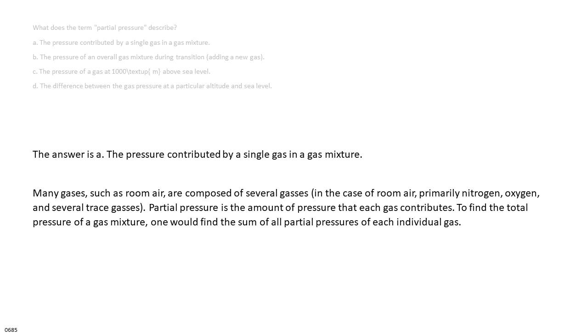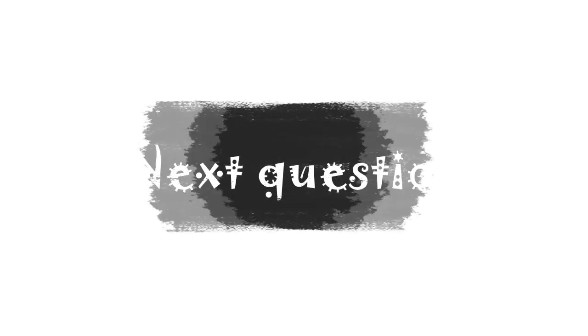Many gases, such as room air, are composed of several gases, in the case of room air, primarily nitrogen, oxygen, and several trace gases. Partial pressure is the amount of pressure that each gas contributes. To find the total pressure of a gas mixture, one would find the sum of all partial pressures of each individual gas.